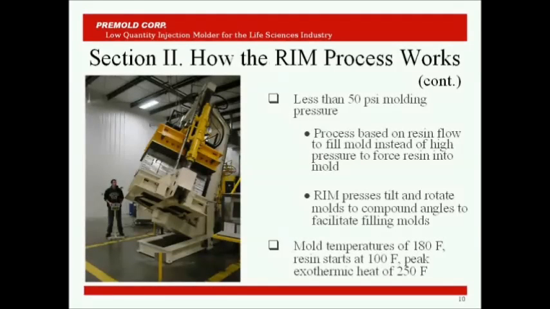The RIM molding process, even though the resin injection happens fast, requires less energy and results in less internal stress in the parts. And that's because of the low pressure, the low temperature, and the chemical reaction to form the solid plastic part. So unlike high pressure injection molding, with the RIM process you're flowing liquids into the mold at low pressure and low temperature, and a chemical reaction turns them into a solid plastic part.